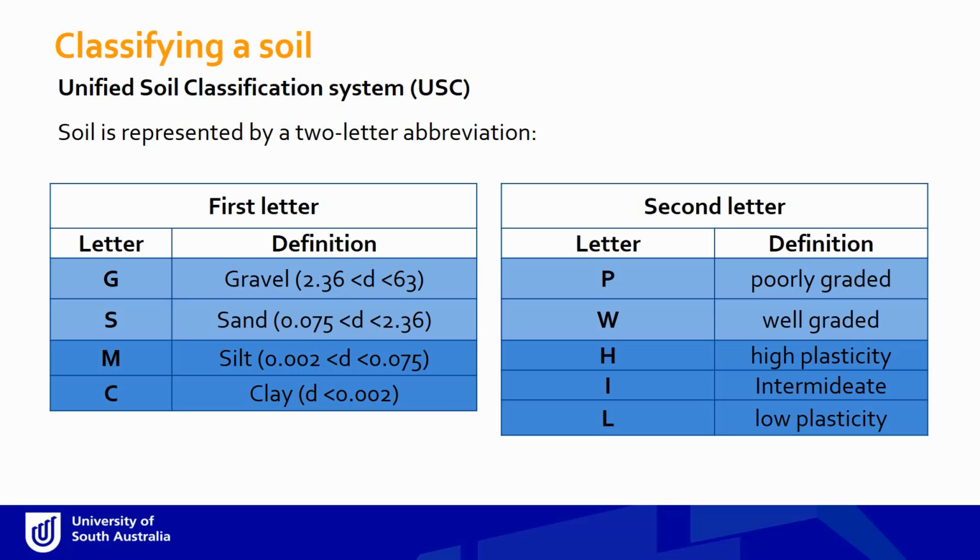For fine grained soil, we have mentioned before, it is often dominated by its plasticity. Then the letter goes next to M or C and indicates if it's a high plasticity soil, intermediate plasticity soil or low plasticity soil, as the plasticity indicates or dictates the behavior of those soil types.